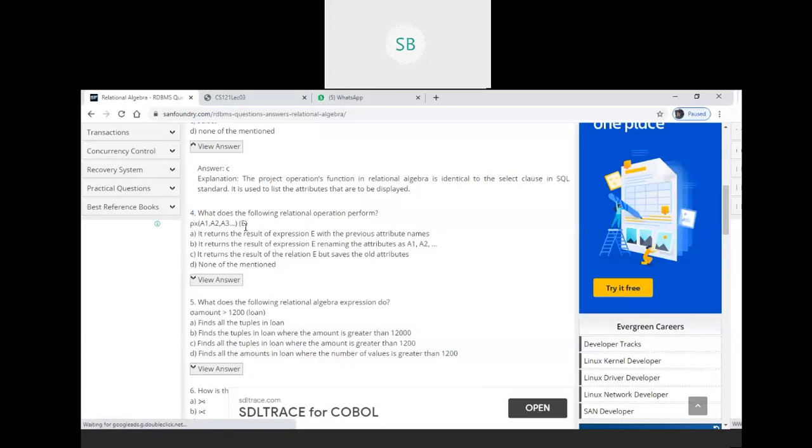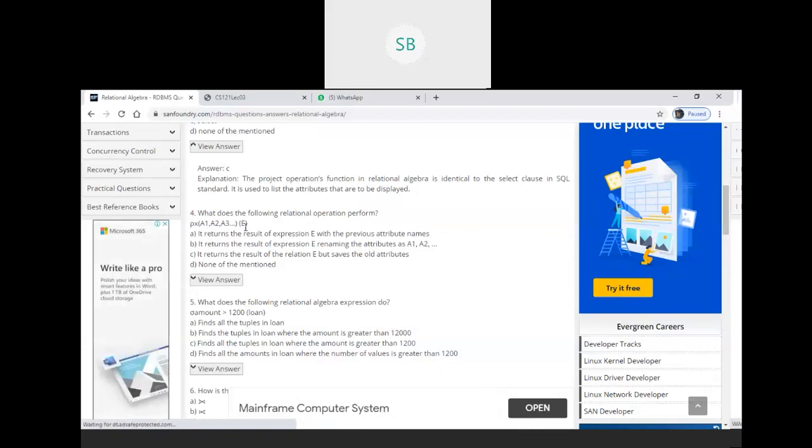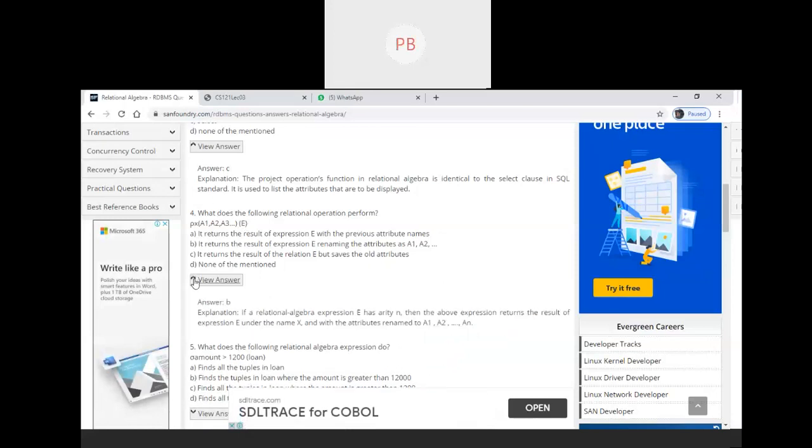Can anyone tell me? D. Okay. Others? Returns the result of the expression E. Yeah, you said B, right? Renaming the attributes, I heard. Others? Yes. Okay. So let's check the answer. So it is B. We know that the rho operator is used for renaming, right?